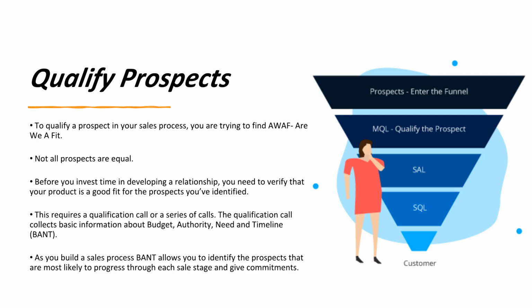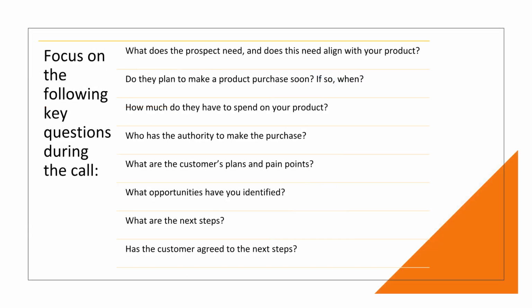The qualification call collects basic information about budget, authority, need, and timeline, BANT. As you build a sales process, BANT allows you to identify the prospects that are most likely to progress through each sales stage and give commitments. Focus on the following key questions during the call.